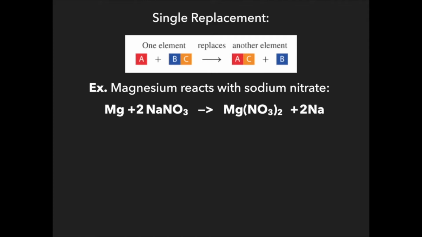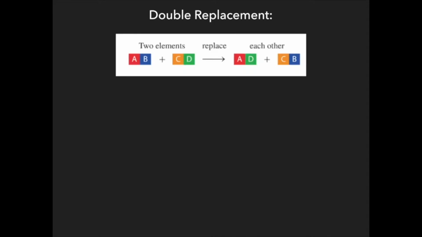Okay, so in single replacement, you've got one element that's kicking out another one that was part of a compound. In double replacement, you have a complete and total switch of partners. So A was with B, and C was with D. Now A is with D, and B is with C.